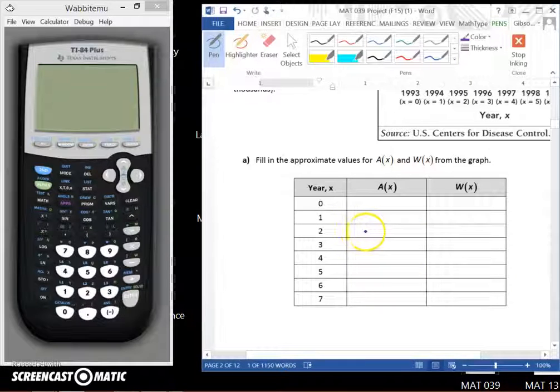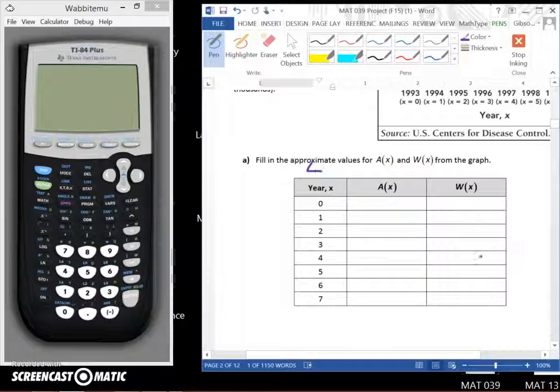Hello class, adding on to the linear regression, we have a unique situation here that, in your initial stages of linear regression, you will not encounter that often, but it's still important for you all to know. Now we look here, it says fill in the approximate values for A of x and W of x from the graph. Of course, I am not going to fill in the actual numbers from the graph of this project. I'm just showing you this for informational purposes.